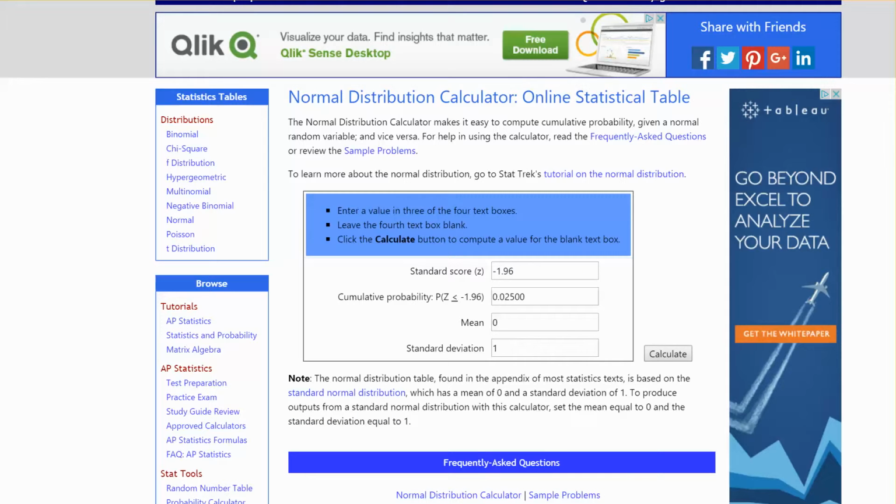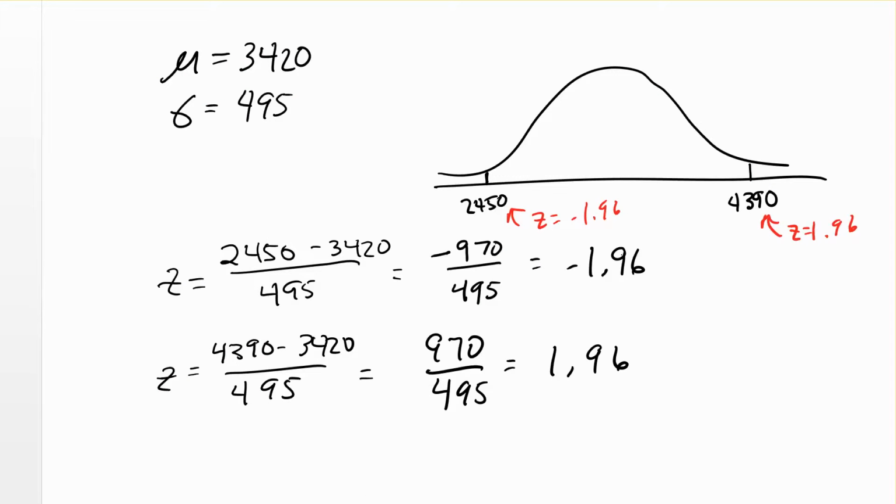When we put the z-score as negative 1.96, we get a cumulative probability of 0.0250. So let's take a look at that on the graph. 0.0250 is going to be the area here. From what we know about the symmetry of a normal distribution, the area to the right of this one is 0.0250 as well. Or actually, that was 1 minus that, 0.9750, that we came up with when we put positive 1.96 in there.